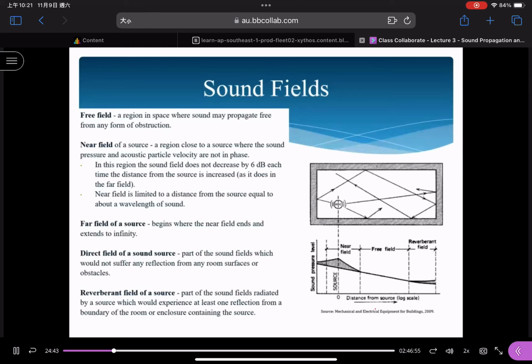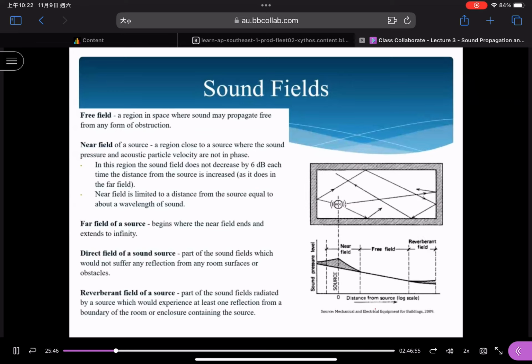So there are two major components. The first is the direct field, and the second is the reverberation field. Some people define the term free field. It means that without encountering any obstacles, we call this the free field region. When you compare the upper figure and the lower figure here, this is the source. When the region is very close to this acoustic source, we call this the near field. Within this near field region, it does not follow the inverse square law, where doubling the distance decreases the level by 6 dB. But in the free field region, without encountering any obstructions, it follows the inverse square law.